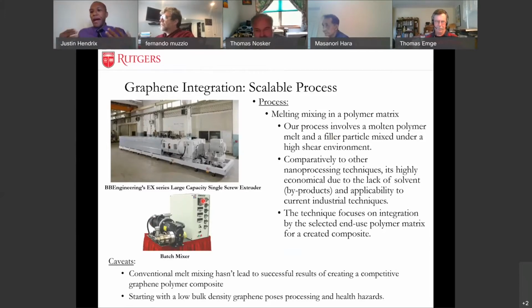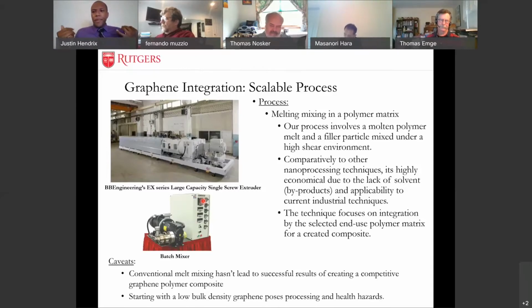The idea is that this process is economically beneficial because we lack a secondary phase to aid in the mixing, so it produces no byproducts. We're focusing more on integration, so we're utilizing the polymer at the end of it. If we want to make a nylon composite, we start with nylon and flake graphite. Or if we want to use a high melt temperature polymer, we're going to start with PEEK and flake graphite, and use that to get to a final form.